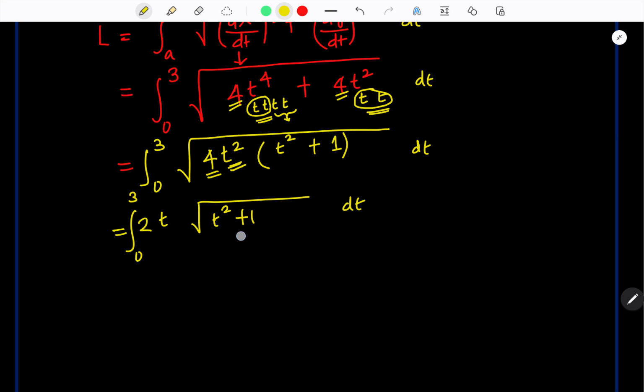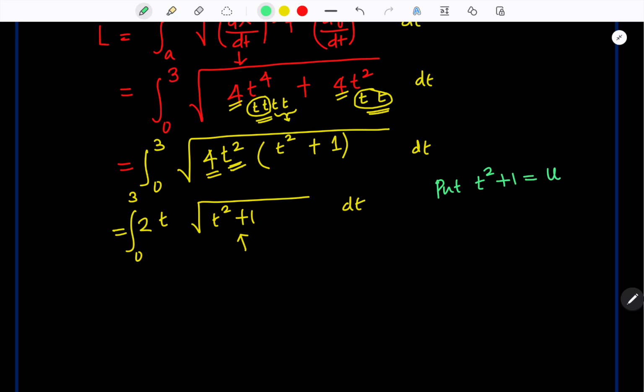For integration, the term inside the square root is giving a problem. So I'm going to follow the substitution method. As I said in the class, substitution method is a powerful method. Most of the difficult integrations you can solve using substitution method. So I'm going to put t squared plus 1 equal to u.